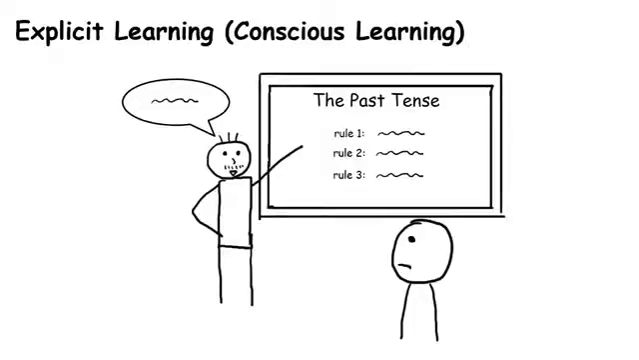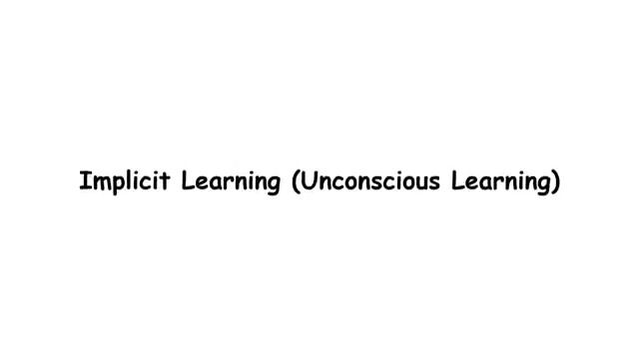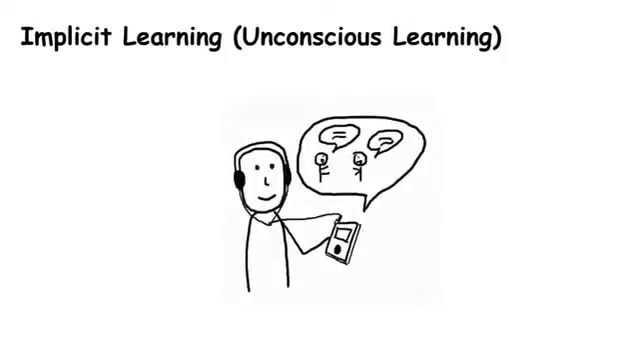The second type of learning is called implicit learning or unconscious learning. In implicit learning, the learner doesn't know what is being learned. Oftentimes, he's not even aware that he's learning something. The learning happens unconsciously. One example of implicit learning is listening to a conversation in English.